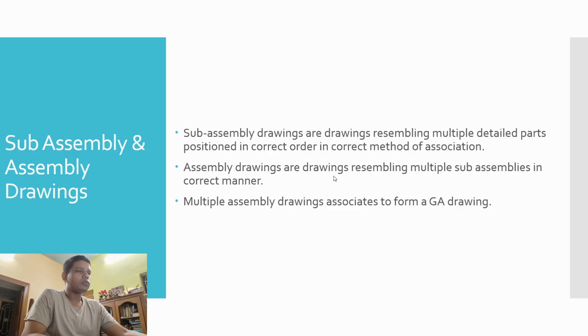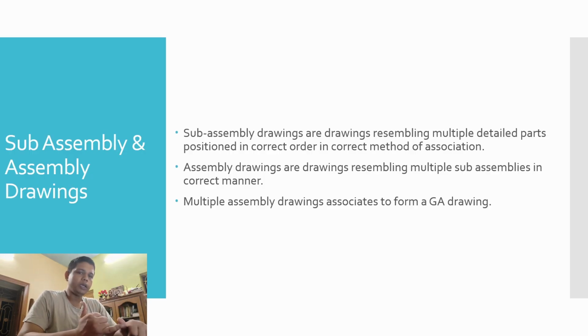Assembly drawings are those drawings representing multiple subassemblies in a correct manner. Whenever we put multiple small subassemblies into a single drawing, but that is not a general arrangement drawing, that particular drawing is called an assembly drawing. And multiple assembly drawings associate to form a general arrangement drawing.